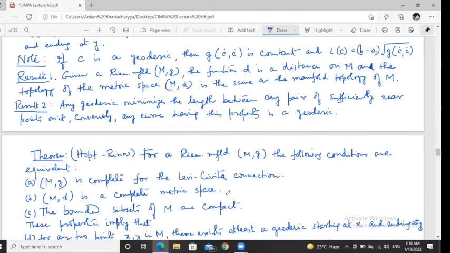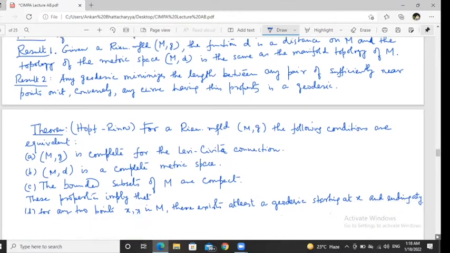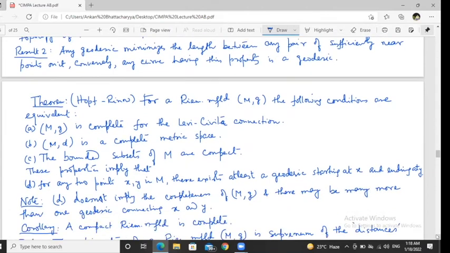In another way we can say that if (M, g) is a complete connected Riemannian manifold, then any two points can be joined by a geodesic. So it is another form of the Hopf-Rinow theorem, and the proofs are very lengthy. You can see any book or lecture notes; I will mention them afterwards. These three conditions imply (d): for any two points x, y in M, there exists at least one geodesic starting at x and ending at y.